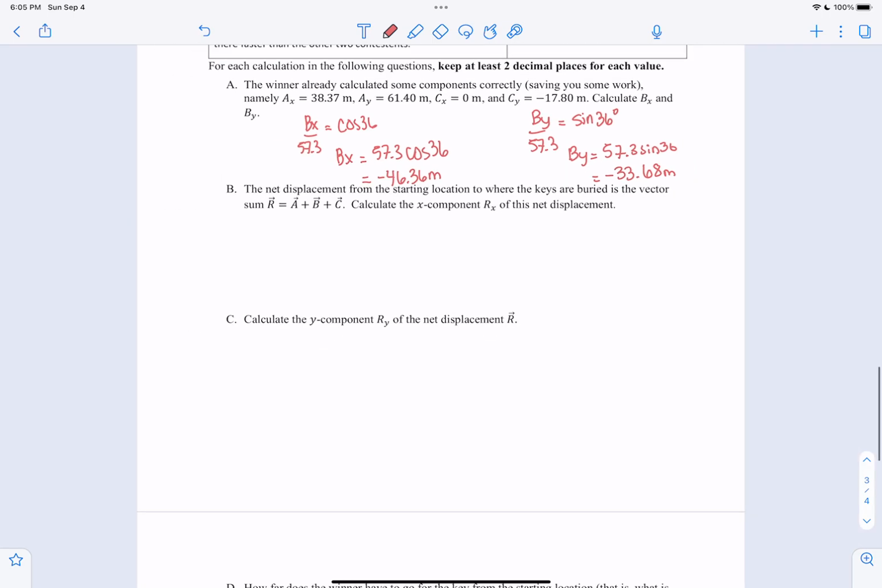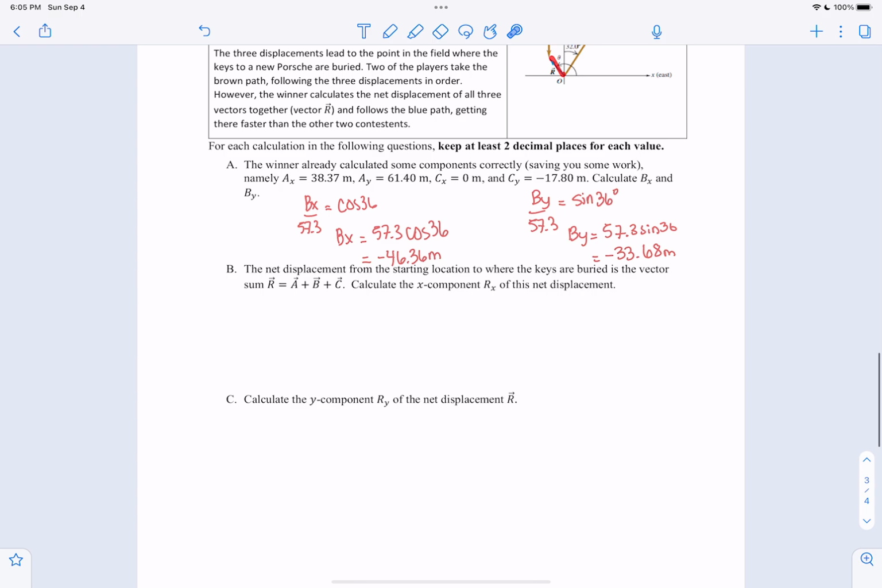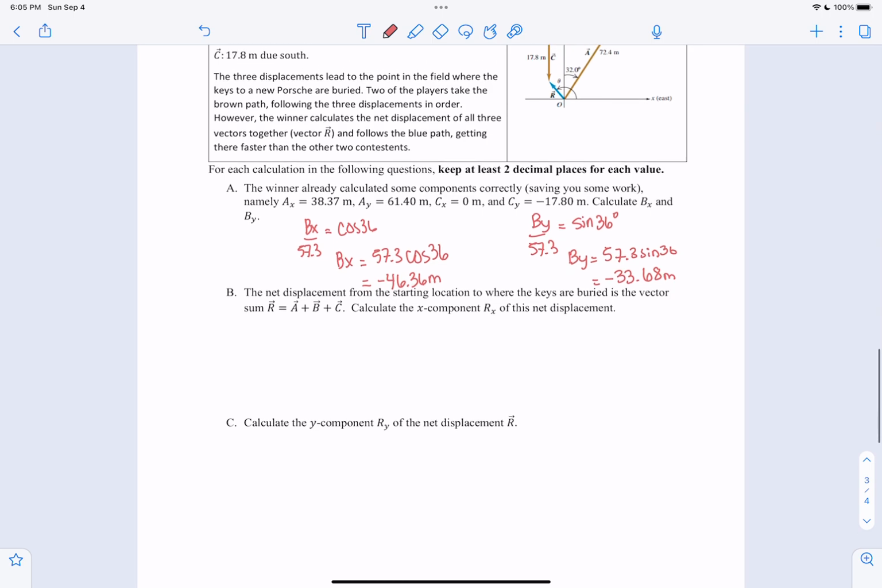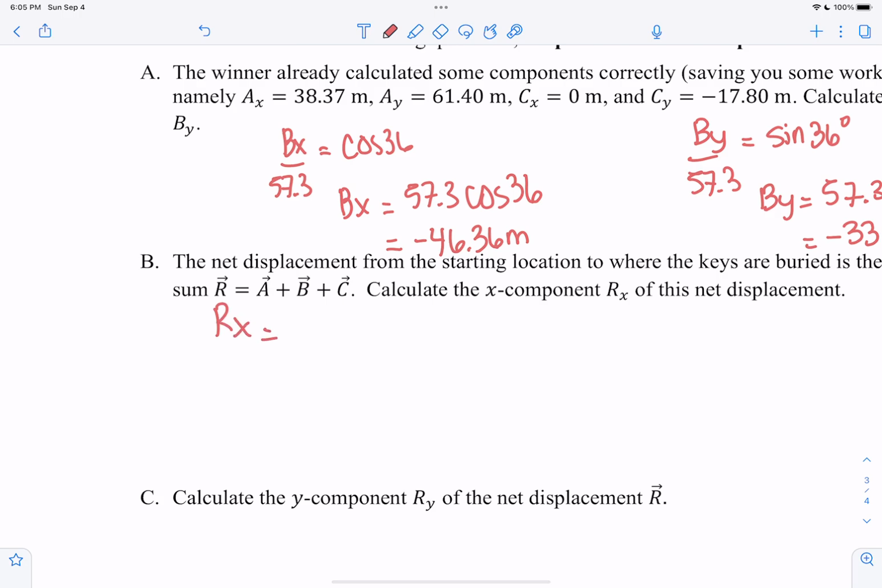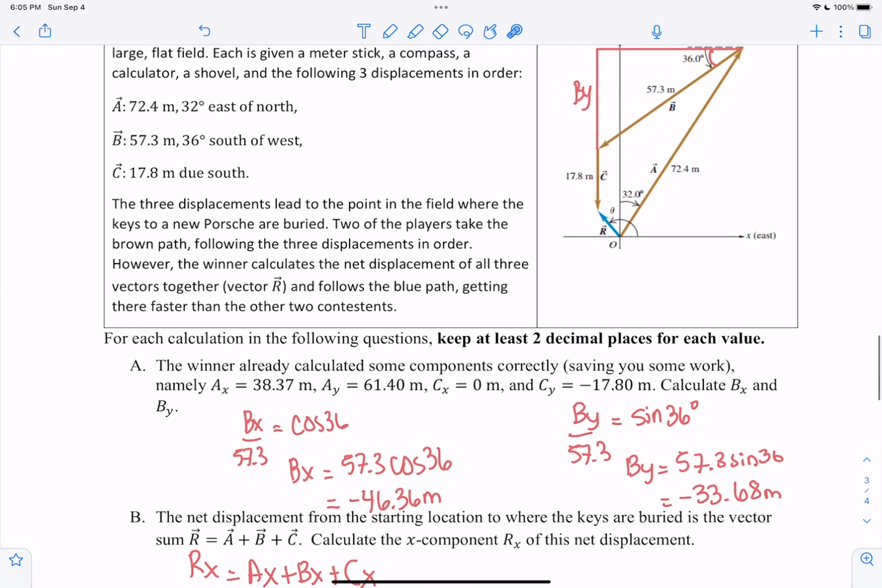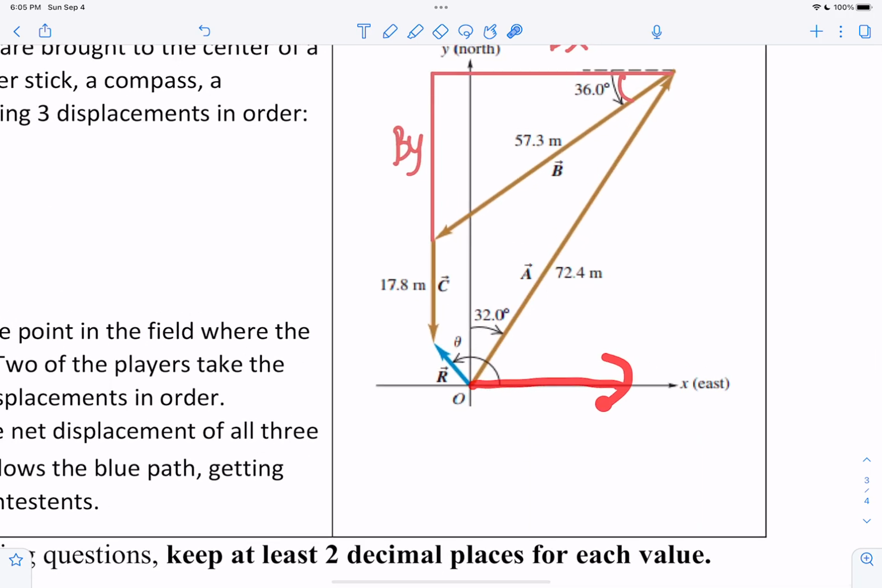For part B, the net displacement from the starting location to where the keys are buried is the vector sum r equals a plus b plus c. So our resultant vector r is the net displacement here. So we need to calculate the x component for the resultant vector. So we're just looking at rx basically, and that's going to be equal to ax plus bx plus cx, right? Because it's just taking all the different components of each one and adding them together. Because you went like this, ax, right? And then you went this way, bx, right? Ax plus bx.